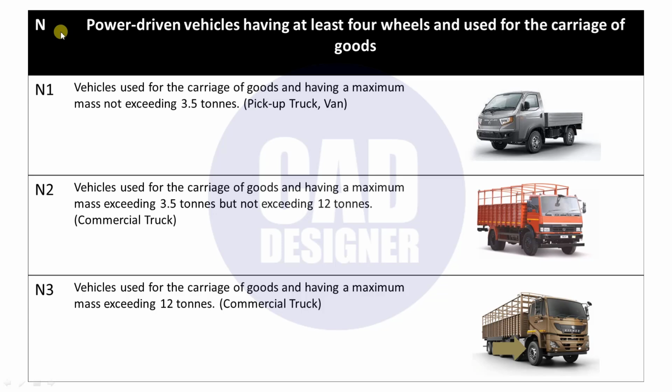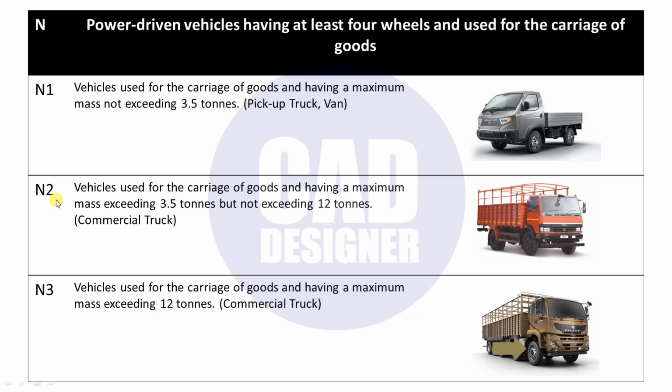Then the N category, a power driven vehicle having at least four wheels and used for carriage of goods. Goods mean the material. So again they are subdivided into N1, N2, N3. N1 is a vehicle used for carriage of goods and having a maximum mass not exceeding 3.5 tons. Examples are pickup, truck and van. So this type of pickup vehicle comes in the N1 category, and they have a limitation on the mass they carry, not exceeding 3.5 tons.